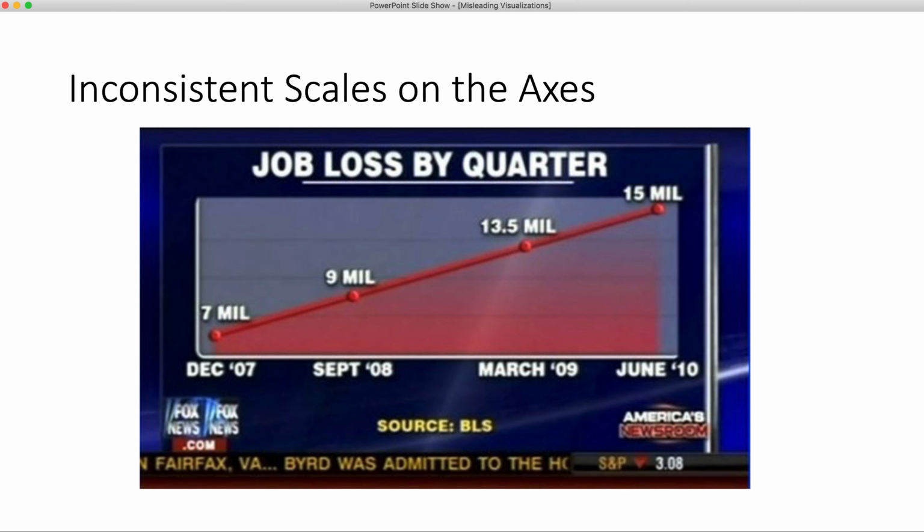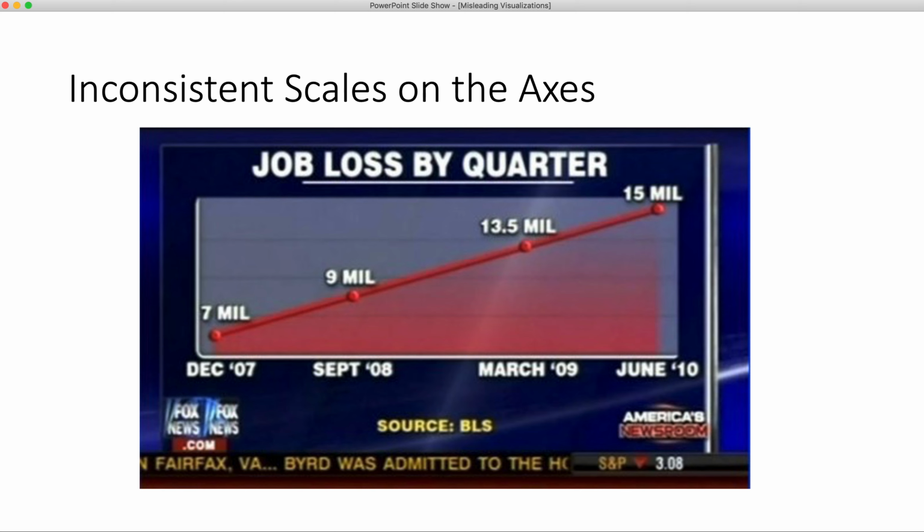The other one is that the time along the x-axis is not mapped consistently. So the difference between September 08 and March 09, which is 6 months, is about twice as large as the difference between March 09 and June 10, even though that is 14 months.